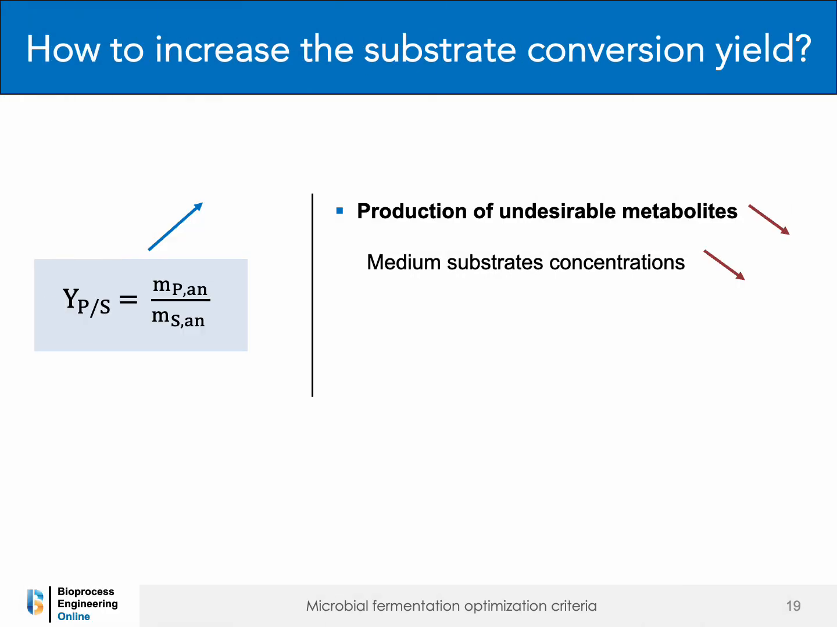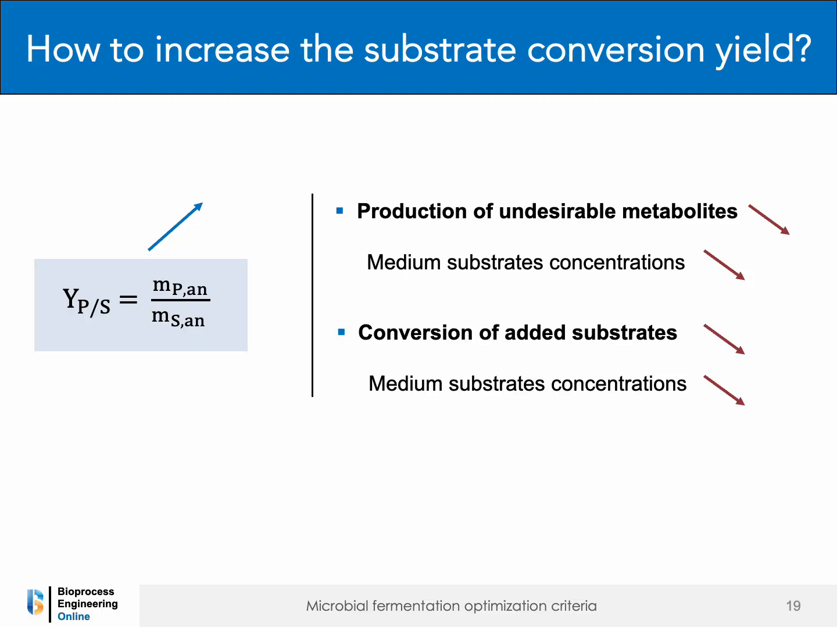How to increase the sugar-to-product conversion yield? The sugar-to-product conversion yield is primarily governed by the metabolic behavior of the microbial cells during fermentation. That is, by how efficiently the consumed sugar is directed toward the desired product rather than toward byproducts or cellular maintenance. The lower the formation of unwanted metabolites, the higher the achievable conversion yield. This can often be promoted by operating at lower substrate concentrations, which helps to limit overflow metabolism and byproduct formation.